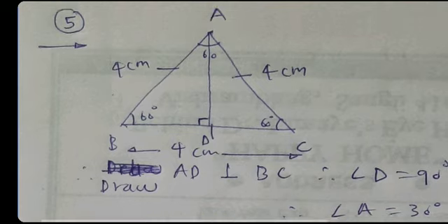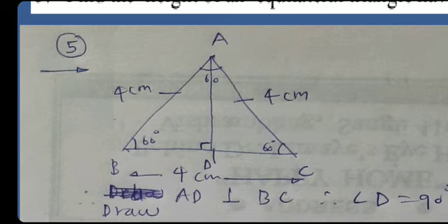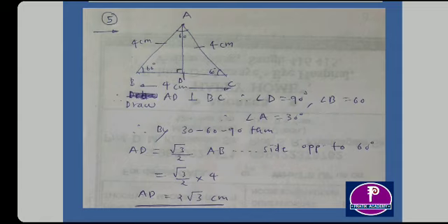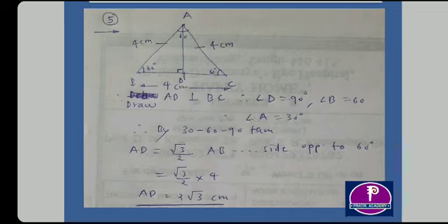So consider triangle ABD. Here AD is perpendicular to BC, so angle D is 90 degree. Angle B is 60 degree, so angle BAD will be 30 degree. So by using 30, 60, 90 theorem, we get AD is equal to root 3 upon 2 times AB, because this side is opposite to 60 degree. So AD is coming 2 root 3.